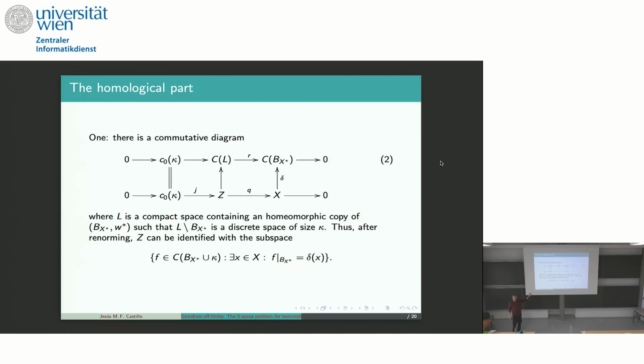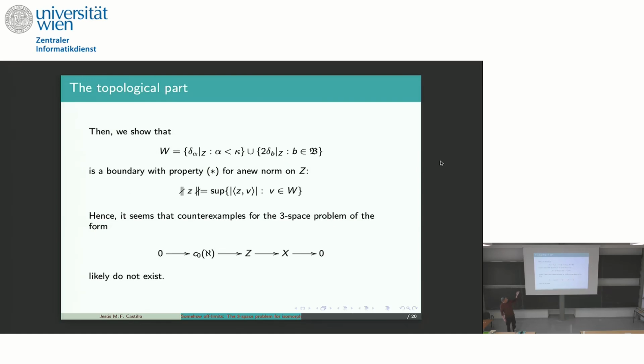This does not work for others. If you try to put, say, c0(ω1) instead of c0(κ), that fails. There is no version of this for other C(K) spaces, only for c0(κ). So the first step is to put the sequence inside this diagram, which means that the space, actually after renorming, is a piece of C(L), exactly this which is here below. Now, once you have this representation of the space, then you can define this boundary, prove that the boundary has the property asterisk, the space is isomorphically polyhedral, that's the renorming, and that's it.